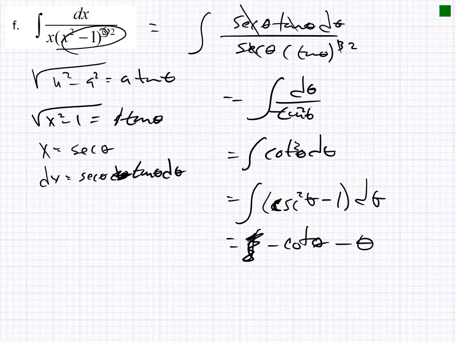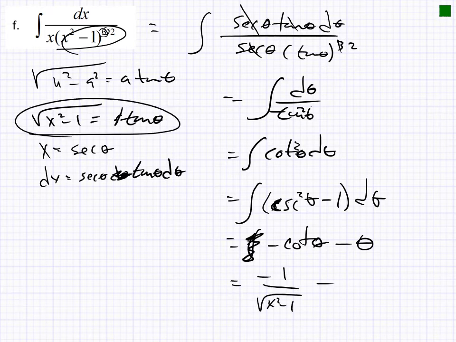Switch back to your original variable, and so you end up with negative 1 over the square root of x squared minus 1 for cotan based off of this. And here we're going to get theta to be arcsecant of x plus c. And again, that comes from here.